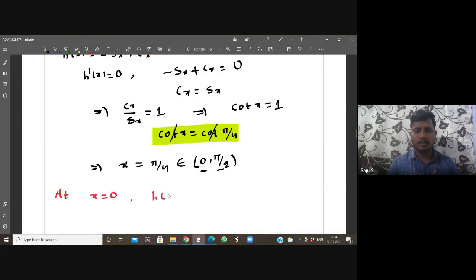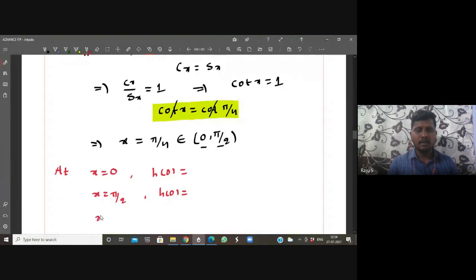At x is equal to 0, you can find the value of h of 0. At x is equal to pi by 2, you can find h of pi by 2. As well as at x is equal to pi by 4, the critical point, you also have to find h of pi by 4.